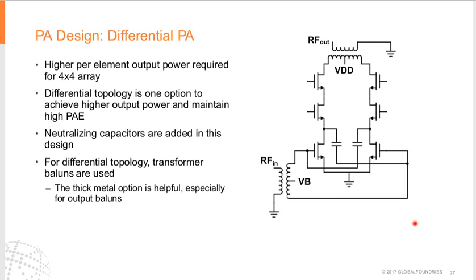So when we do this design, this is one stage. We use the input balun to transform the single-ended input to the differential one. On the output side, we use the output balun to transform the differential signal to the single-ended one. In the PA design, the output balun is very important. The balun efficiency is very important to the PAE and also PSAT, because this is loss directly added to the output of the PA.